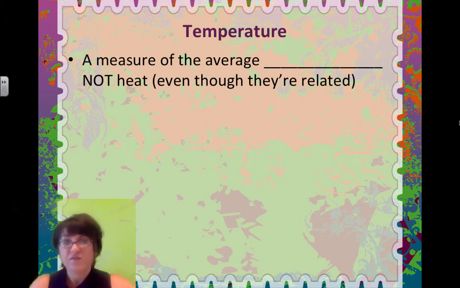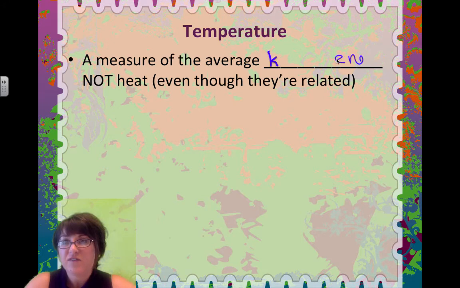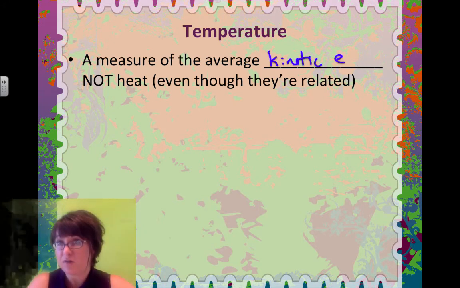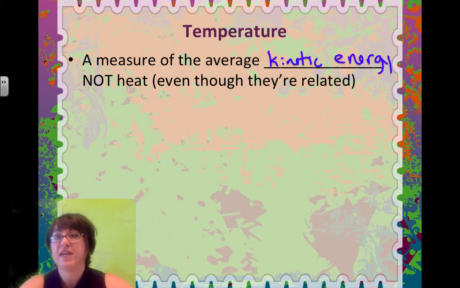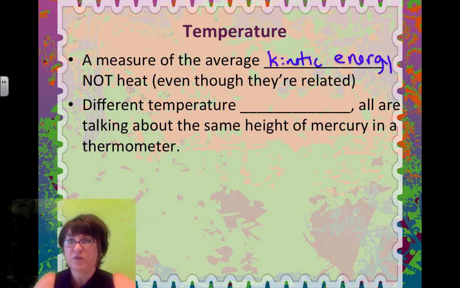Now let's look at temperature, and this will be our last thing for the podcast. Temperature is a measure of the average kinetic energy of all the particles in the object. It's not a measure of heat. Even though temperature and heat are related, it's actually measuring kinetic energy. And as you know, the more heat energy a particle has, the more kinetic energy it has too. We translate heat into kinetic energy. Different temperature units are basically all talking about the same thing.